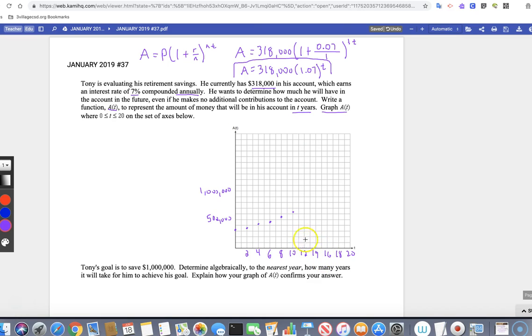At 12, we're at 716,000. At 14, we're at basically 820,000. At 16, we're at 939,000. And at 18, we are just above 1 million. And at 20, we're at 1,230,000.